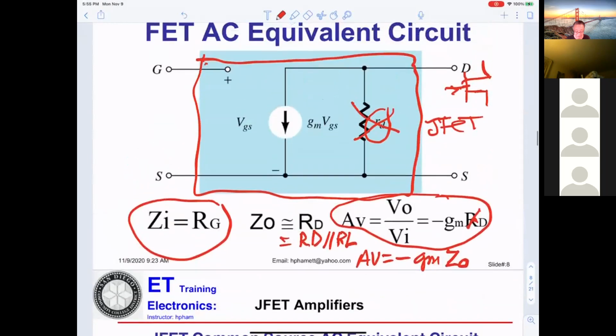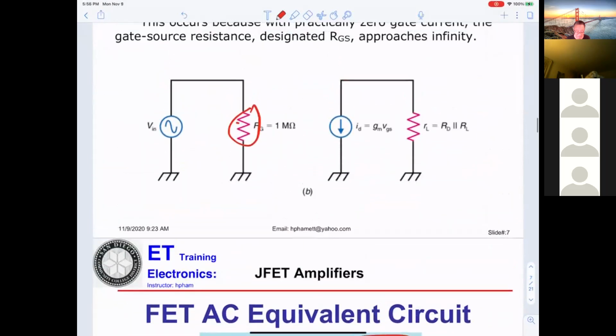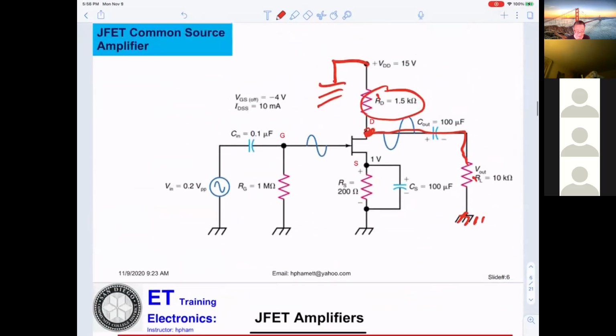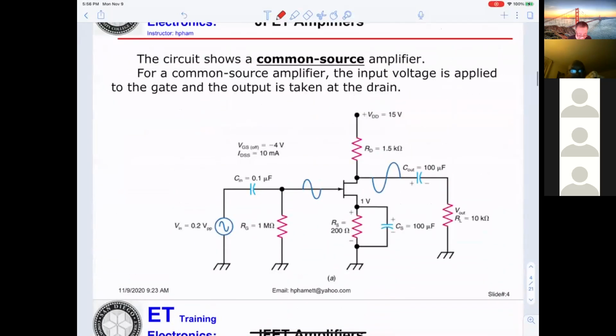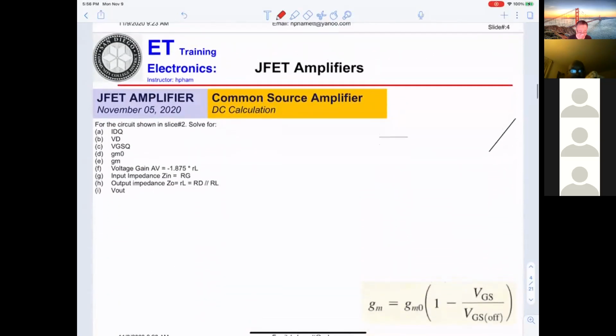Okay? So what I want you to do, go ahead and finish the part here. Voltage gain. Input impedance, we already know. Output impedance. Okay, and the V out. Let's see, we get V in 0.2 volt peak to peak.